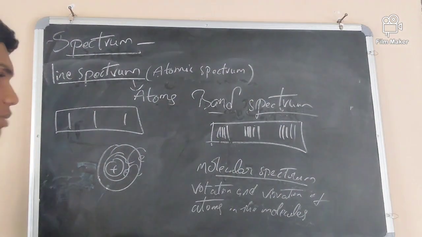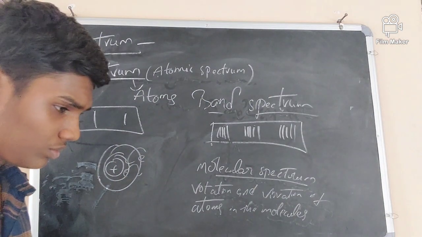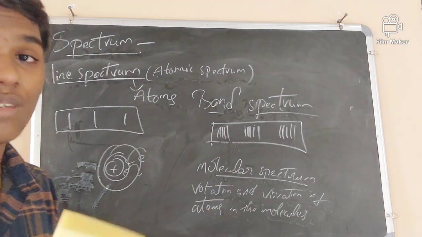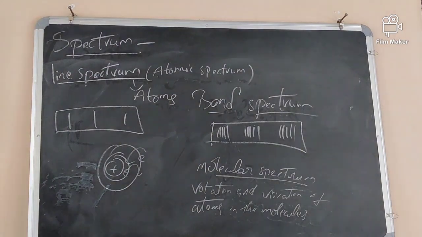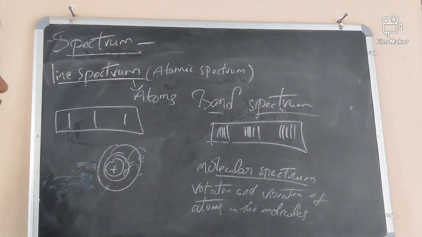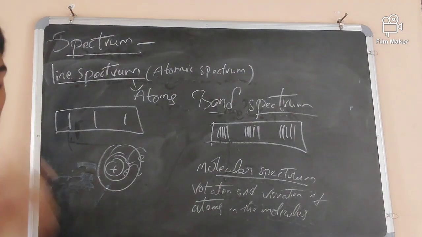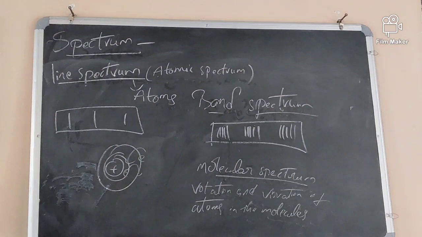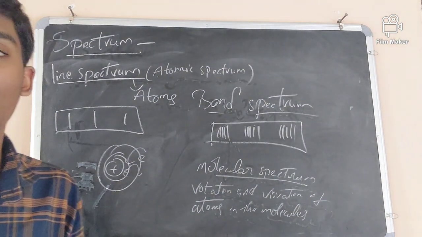And this is about the line spectrum. Both are examples of discontinuous spectrum because they have boundaries, with densely packed bands between the colors. This is called the band spectrum. It is a molecular spectrum, formed due to rotation and vibration. In molecules, atoms are present, and due to the rotation and vibration of atoms in the molecules, the band spectrum occurs. This is about the types of spectra.